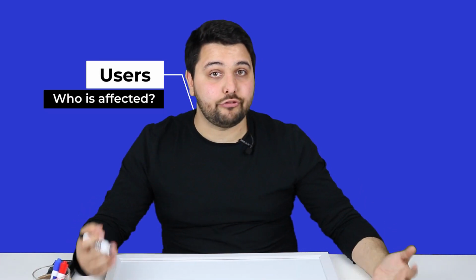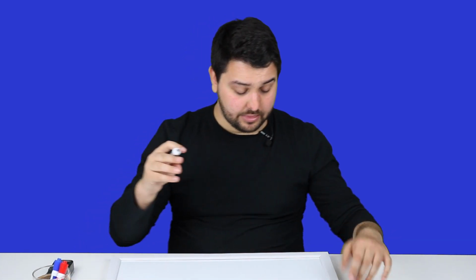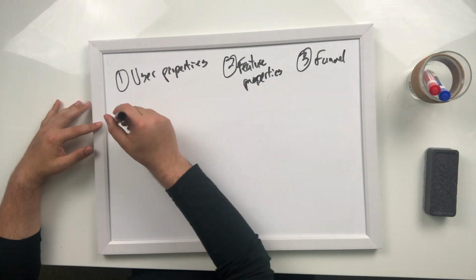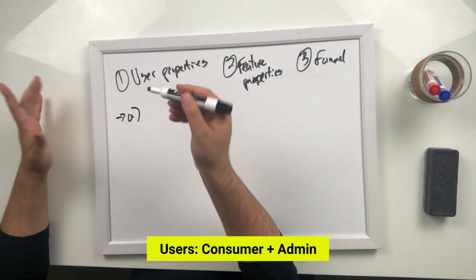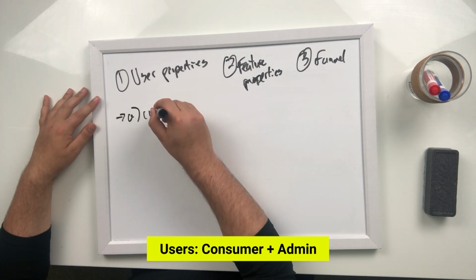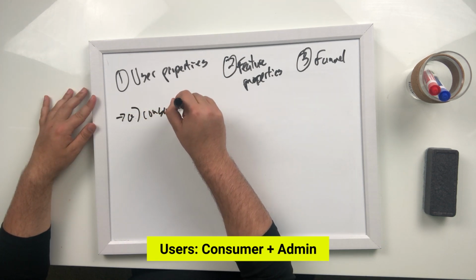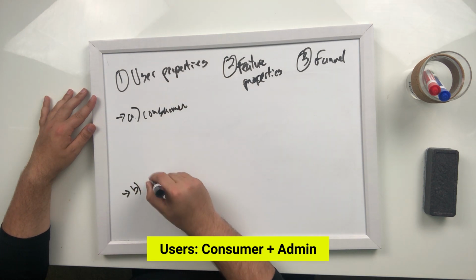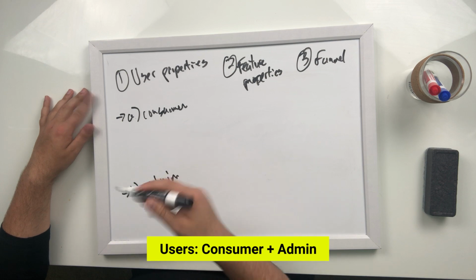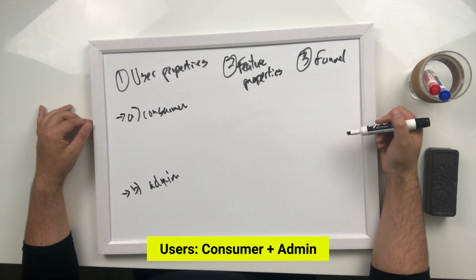User properties. Let's investigate whether a particular flavor of user is disproportionately affected. The first thing that comes to mind is we have two real users we need to think about: the end user, the consumer, and the admin. Maybe something's wrong with our admin tools or something like that.